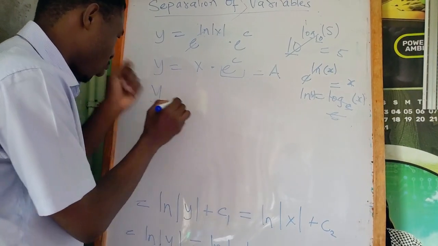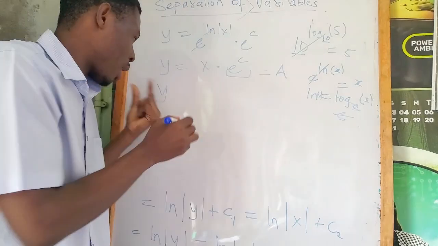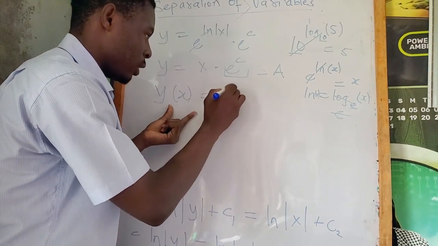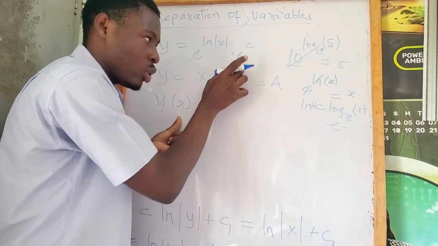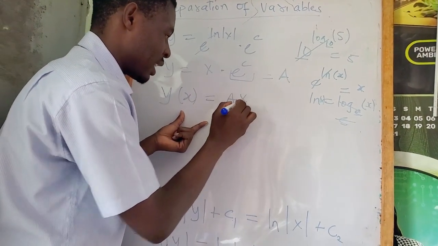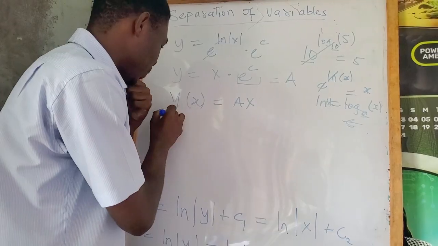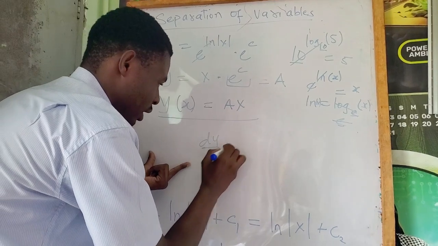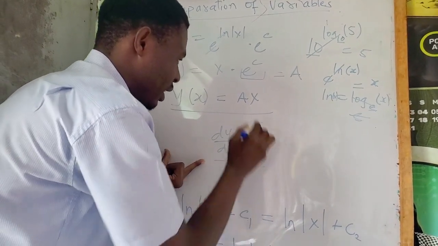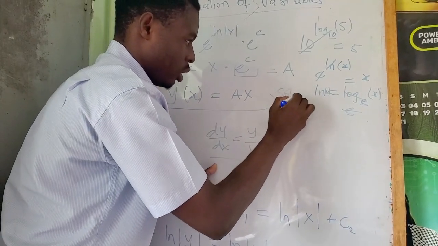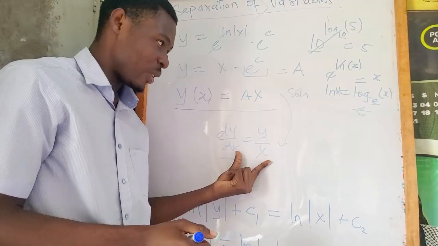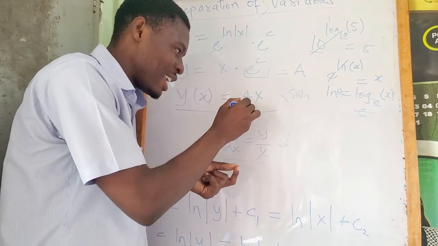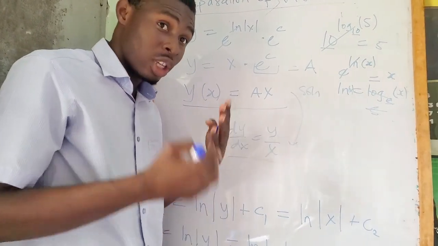Now we can write our function y. Because y is the dependent variable, I'm going to put y of x, showing that x is the independent variable, to give me what? Now x times a, because we replaced e to the c with a, this will be just ax. This is the solution to this equation. The equation was dy/dx equals y all over x. This is the solution to this differential equation. y as a function of x is equal to a times x. a is just a constant, x is a variable, the independent variable.